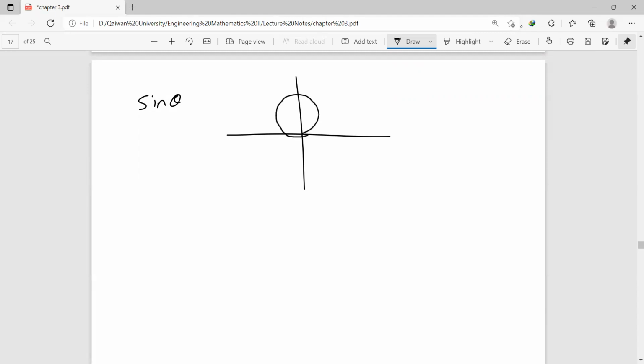Before I talk about Fubini's theorem, you should know how to draw the graphs in polar coordinates. What's the graph of sine theta in polar coordinates? To draw the graph of sine theta, it equals to a circle.